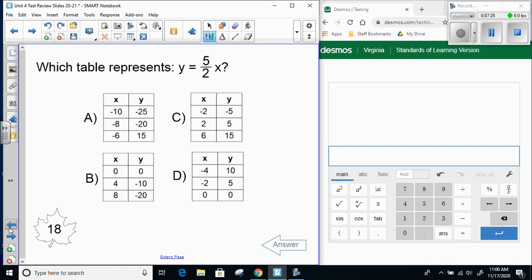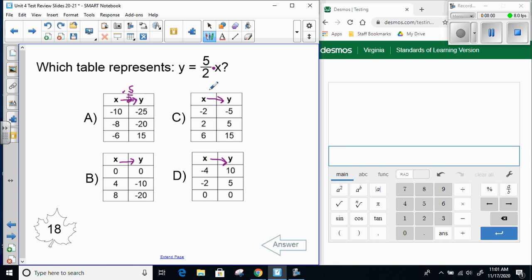Number 18 says, which table represents y equals 5/2 x, which really means 5/2 times x. When the number is written in front of x like this, it means we are multiplying. So what we want to figure out is which table, when we take the x values and multiply them times 5/2, gives us the y value. So we'll go through each table and figure out which one works every time.